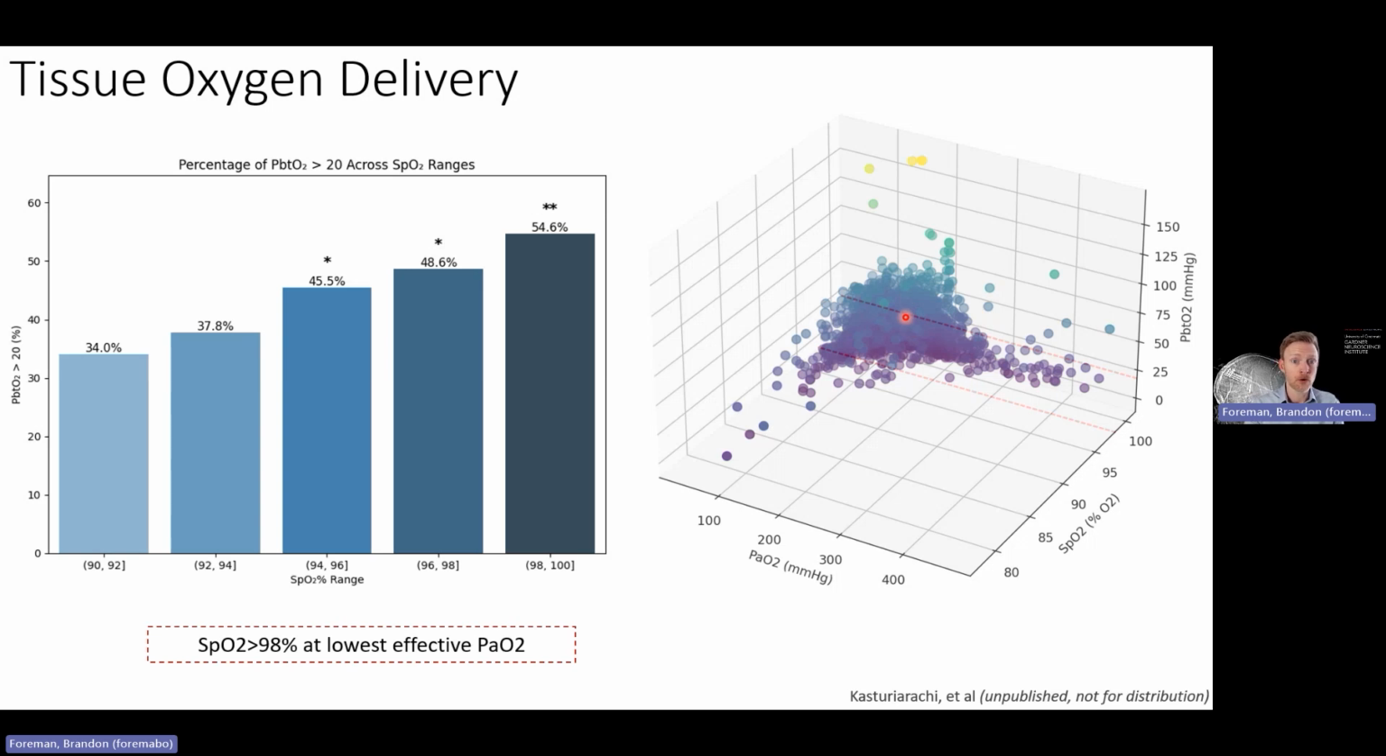What we tell our folks and what we do in our clinical practice is maintain the SpO2 above 98% at the lowest effective PaO2. But what accounts for this curious phenomenon? That when the PaO2 and the SpO2 are actually both low, pbtO2 suffers, but in some cases, even with the PaO2 being high and the SpO2 being 100%, there's still brain tissue hypoxia in a subset of these patients right here in this region of the graph.